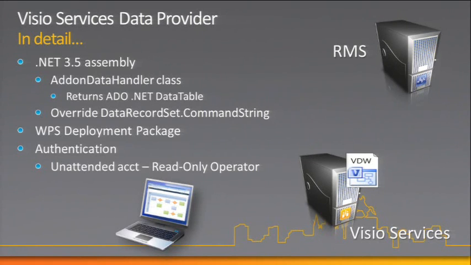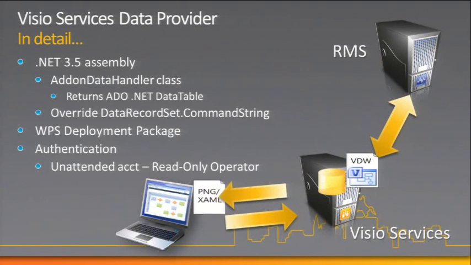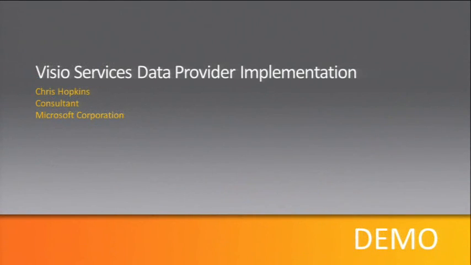So whenever somebody visits a diagram and Visio Services contacts my data adapter to do the data refresh, it's doing so using those credentials as a read-only operator to the Operations Manager console. So I just wanted to make you aware of how that authentication is set up. And so, like I said, it automatically polls and brings the data source back, and then the PNG or the XAML version of the diagram is presented to the user based on whether they have Silverlight installed or not.